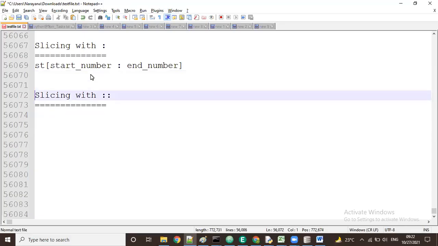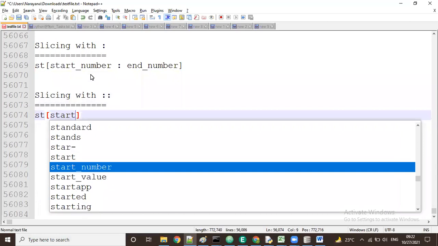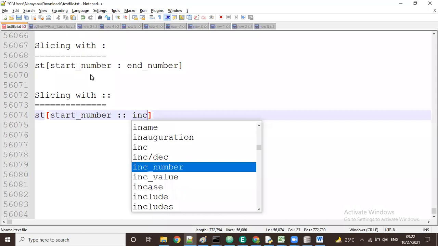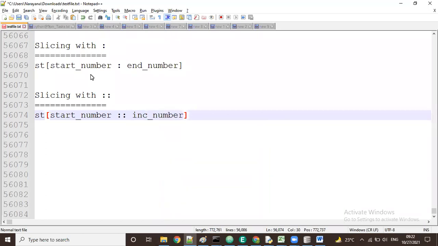So what is the syntax of slicing with the double colon? Same as before: the string of start number, double colon, increment number. All of you observe: start number, double colon, increment number.